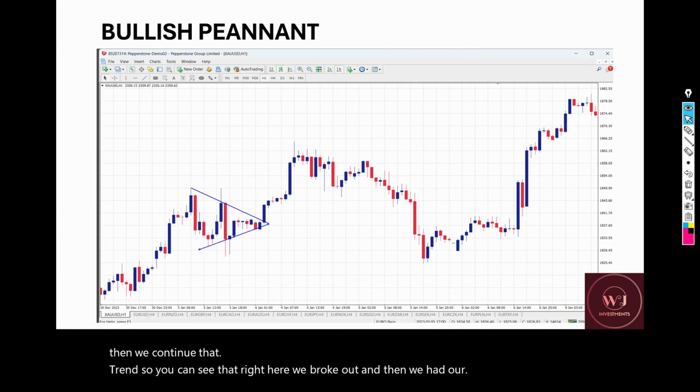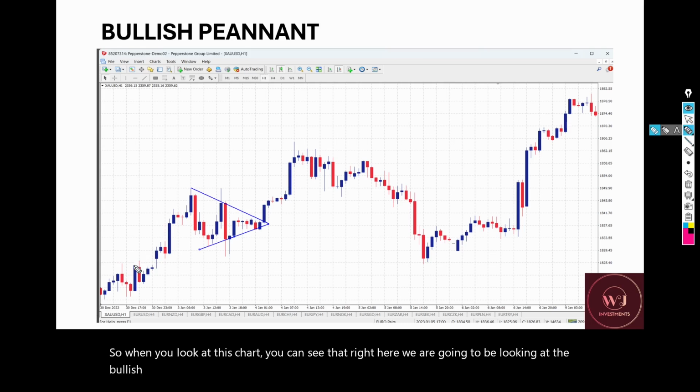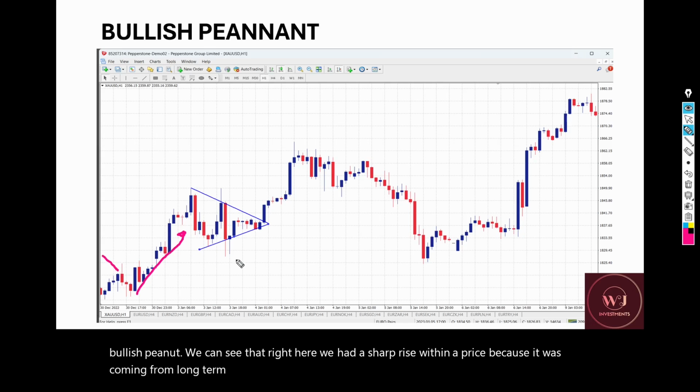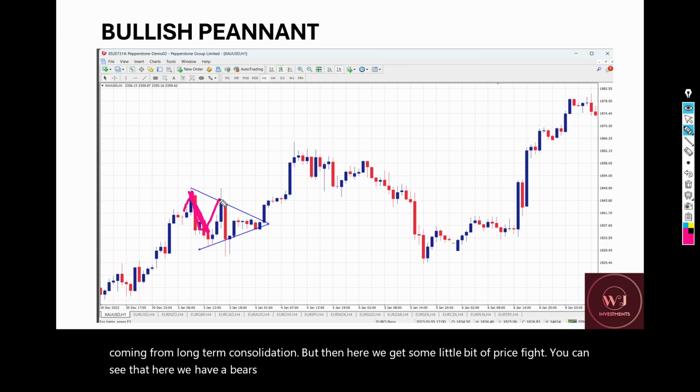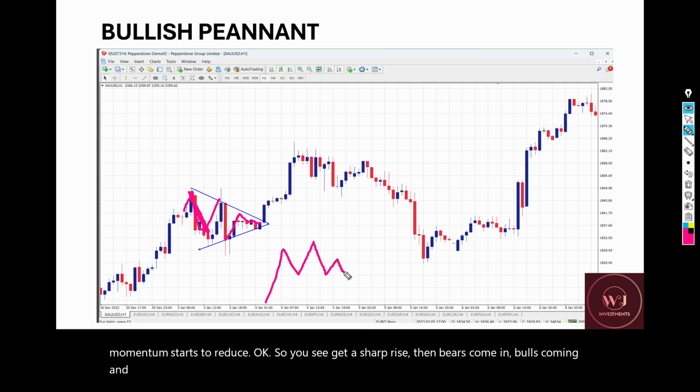So when you look at this chart, we are looking at the bullish pennant. We can see that right here we had a sharp rise within the price because it was coming from long-term consolidation. But then here we get a little bit of price fight. You can see that here we have bears controlling, then the bulls control, bears controlling, and then the momentum starts to reduce. Okay, so you get a sharp rise, then bears come in, bulls come in, and then bears come in, then you start to decrease.